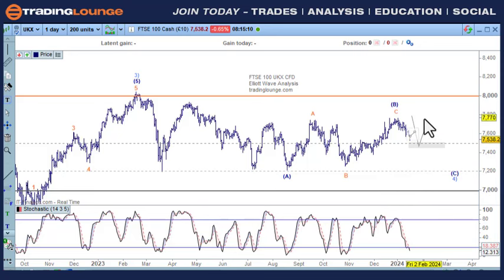So look, this is just one way to count it, as an A wave here, an ABC here, and then down for the C wave here. And the FTSE can do its own thing. It's got its own issues.